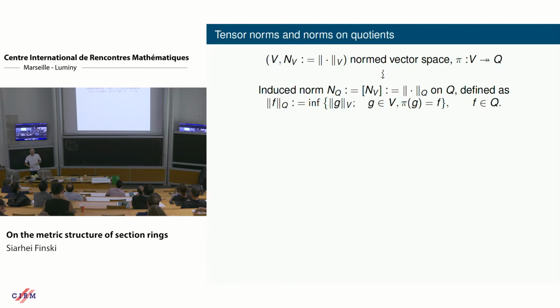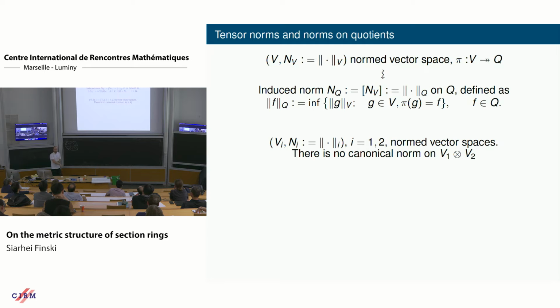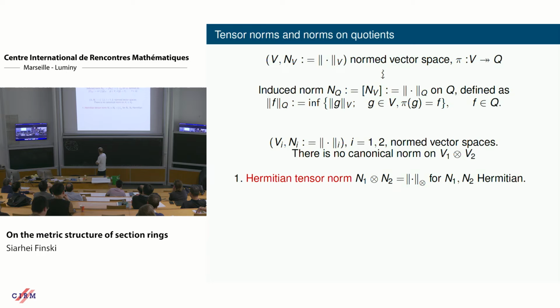The second thing I would like to talk about is that whenever you have two normed vector spaces, there is no canonical way of inducing a norm on the tensor product. Instead, there are several definitions. The first one is, if you imagine that your norms are Hermitian, in other words, they come from scalar products, then one can consider just the Hermitian scalar product and define the norm induced by this Hermitian scalar product.